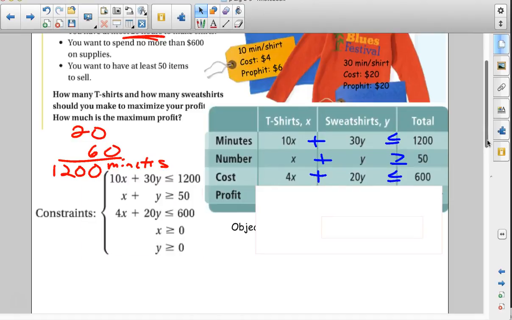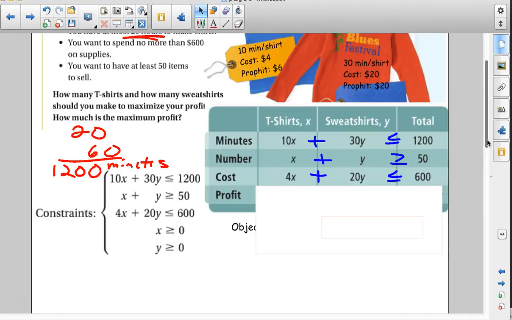So when we put those together, we've got our 10x plus 30y is less than or equal to 1200, x plus y is greater than or equal to 50, and 4x plus 20y is less than or equal to 600, but we add these at the end, kind of our freebies, you know, you can't have a negative amount, so x is greater than or equal to 0 and y is greater than or equal to 0.